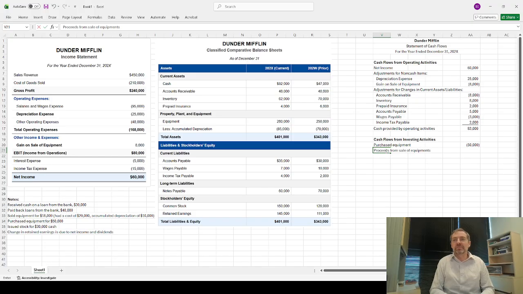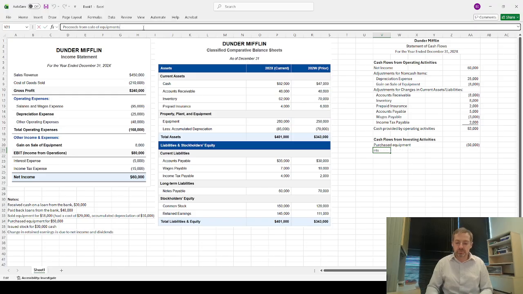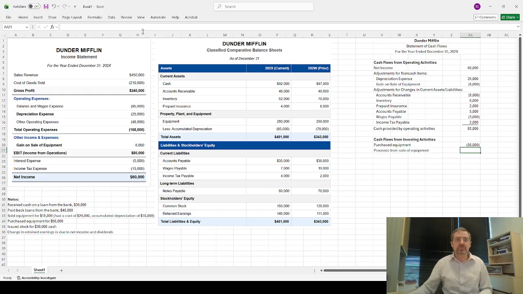And we can use some fancy wording here, like proceeds from sale of equipment. That's often the wording that is used. And we got $18,000. I want to point out this has nothing to do with gains or losses or what the equipment originally cost us. We'll look at that just a little bit here. It's the actual cash that we got.